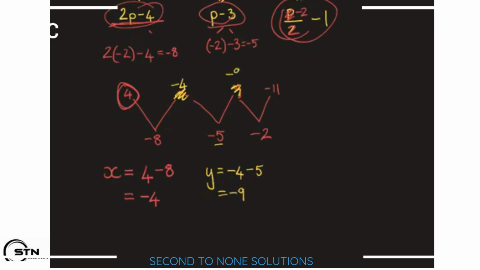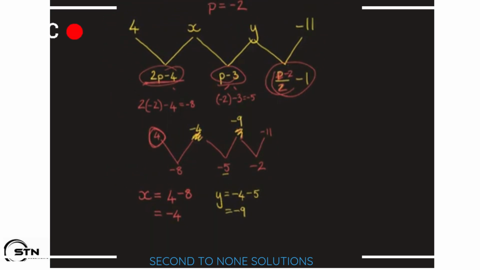And let's just make sure that works by checking. The next difference was negative 2. So negative 9 subtract 2 will give us negative 11. And that means our answers for this particular question were p equals negative 2, x equals negative 4, and y equals negative 9.